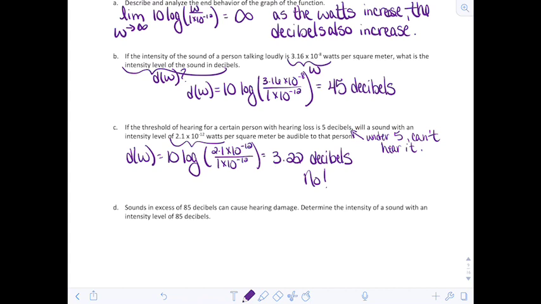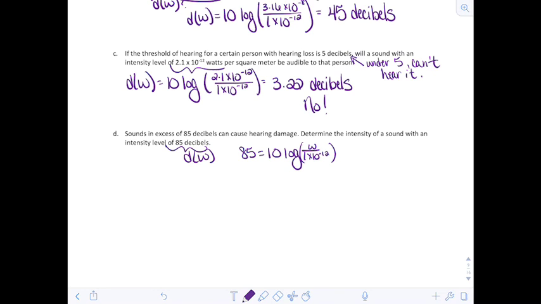Okay, and the last one. It says that sounds in excess of 85 decibels can cause hearing damage. So determine the intensity of a sound with an intensity level of 85 decibels. That is your d of w. So when your result in decibels is 85, what were the watts? So 10 times the log of w over 1 times 10 to the negative 12. And we're going to solve that for w. So we're not going to go to our calculator until the very end. We don't want to do any rounding too early.